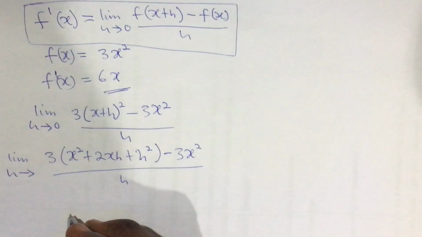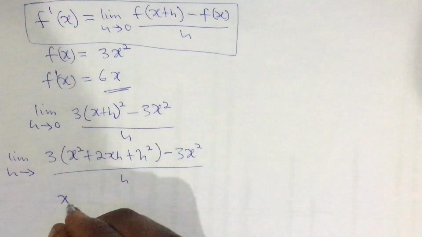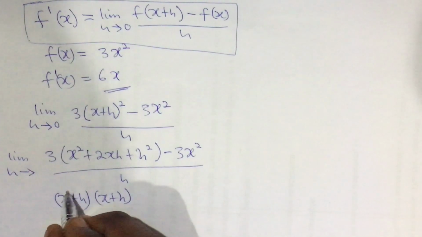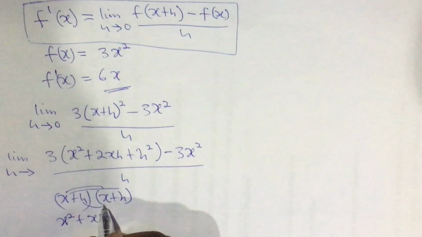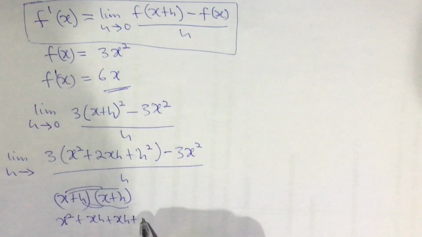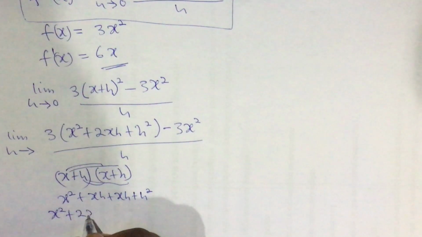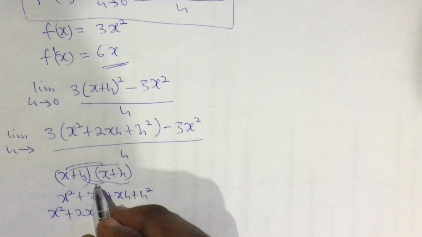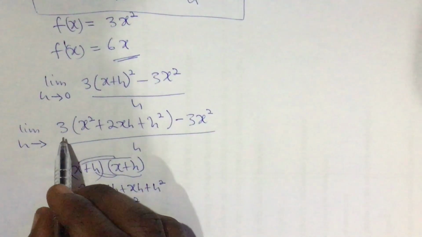For those who don't know how to get this, let me briefly explain it here. Since x plus h is carrying a square, this is x plus h times x plus h. Then we can foil, that is open the bracket. This x multiplied by this x, we have x squared. This x multiplied by h, we have plus xh. This h multiplied by this x, we have plus xh. And finally, this h multiplied by this h, then we have h squared. By the time we rearrange, we're going to have x squared plus 2xh plus h squared. This is how we get this. Then let's further simplify by distributing the 3 to everything in the brackets.